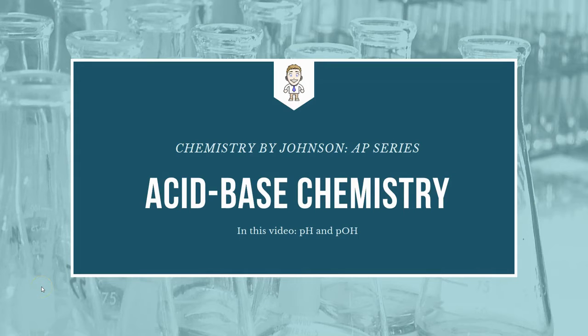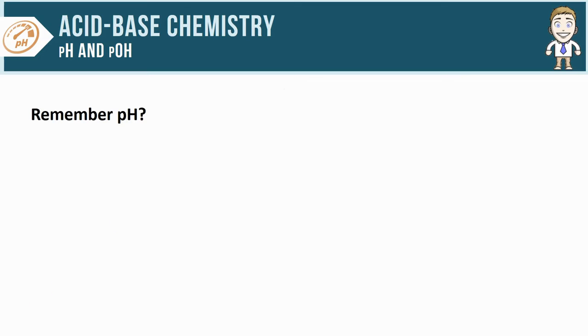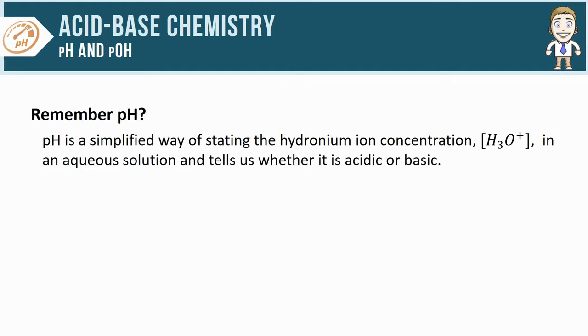Hey everybody, in this AP Chem series video, we're going to take a look at pH and its closely related but completely opposite cousin, pOH. First, remember from the last video we saw that pH is really just a simplified way of stating the H3O plus concentration in an aqueous solution that of course tells us if that solution is acidic or basic. Here's the formula. You can see we're just taking the negative log of the H3O plus or the H plus, depending on how you want to write it.